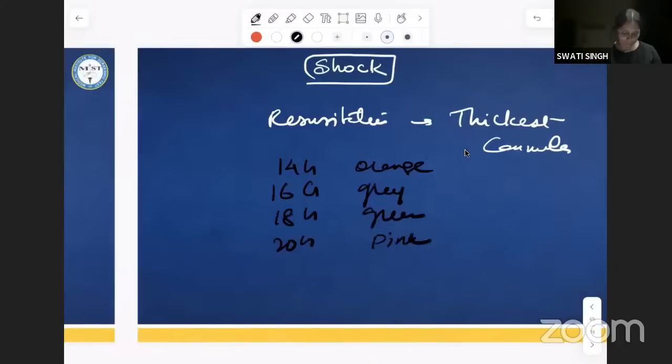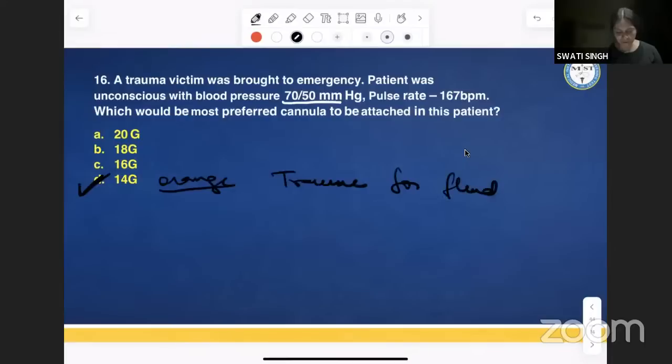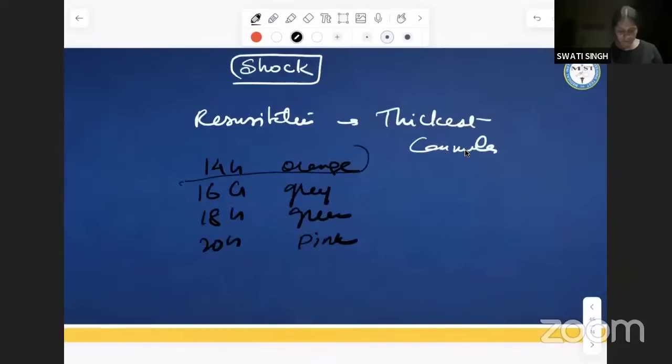Okay, what are the options? 20 gauge, routine cannula. 18 gauge, green cannula. 16 gauge, gray cannula. I would go for 14 gauge, the orange cannula, which is very commonly used in trauma for fluid resuscitation. So whenever a question is on a trauma patient and you have to give quick fluid, use the thickest cannula available. So 14 gauge is the thickest one.